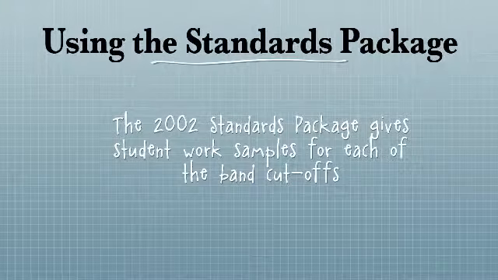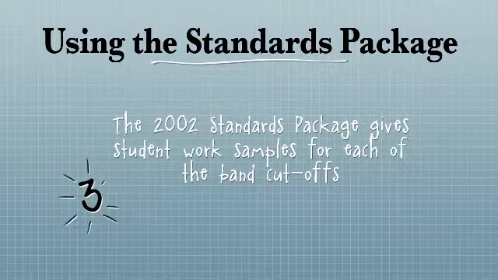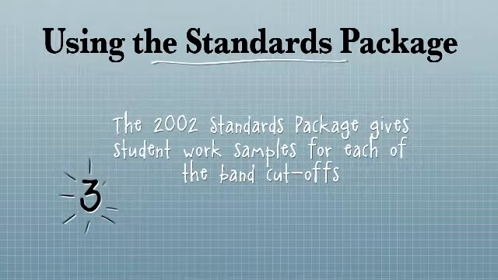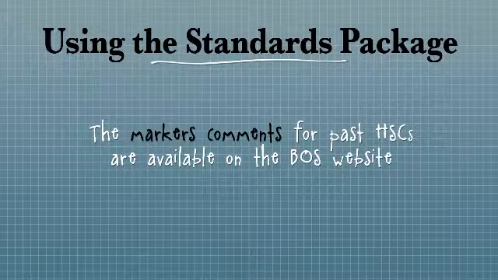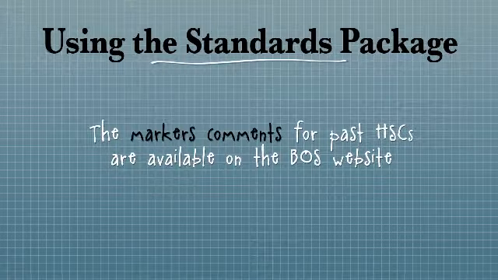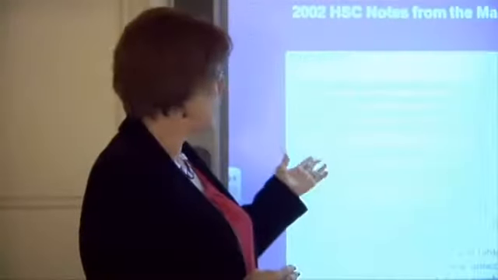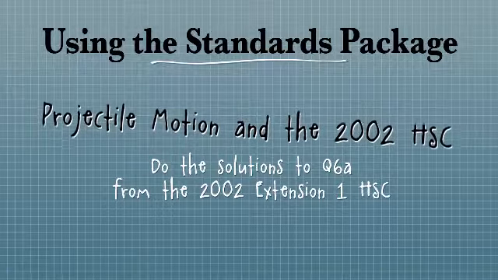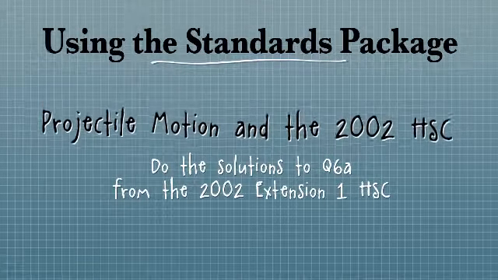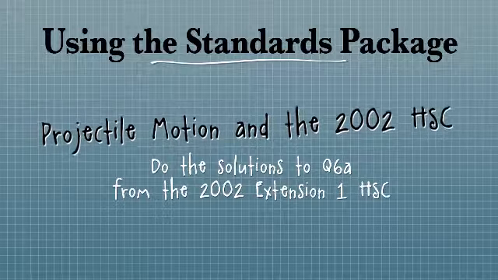So the next thing that you can use the standards package for is to have a look at, well, what sort of band descriptor am I working towards, what would I have got with my mark out of 12 for this particular question. The other thing that's available on this site is the markers comments. This is available for every HSC. There's the markers notes from the marking centre. If you go in and have a look at that, that will tell you the kinds of mistakes that students have made. And then, if you like to, you can go on and do question 6, particularly if you've already learnt about projectile motion, and then do the same kind of process to mark that.